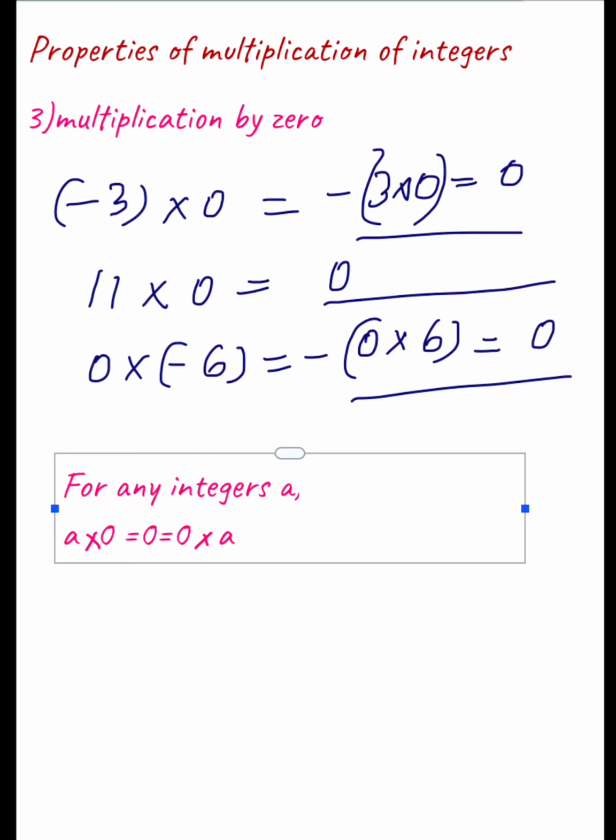Now let's see the fourth property, which is multiplicative identity. Whenever any integer is multiplied by 1, we will get the same integer itself. So we can say that 1 is the multiplicative identity for integers. Let's take examples and see. Let's take minus 2 and multiply this minus 2 by 1.